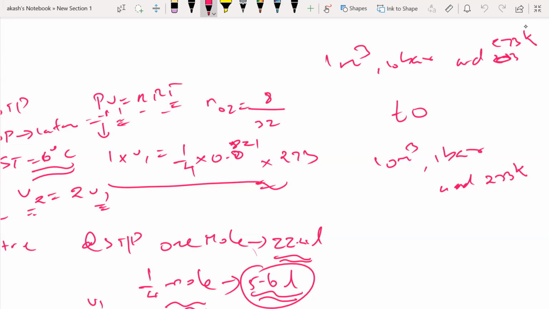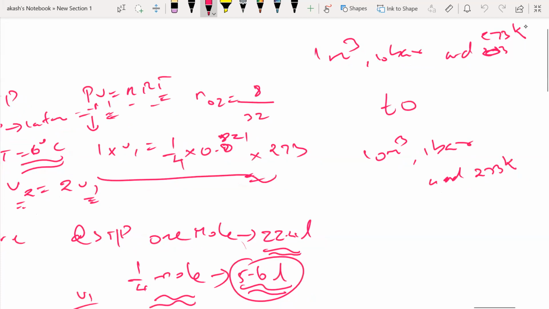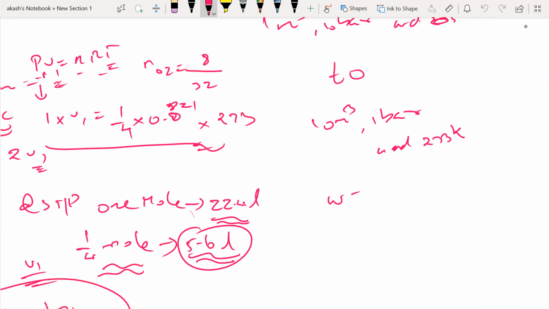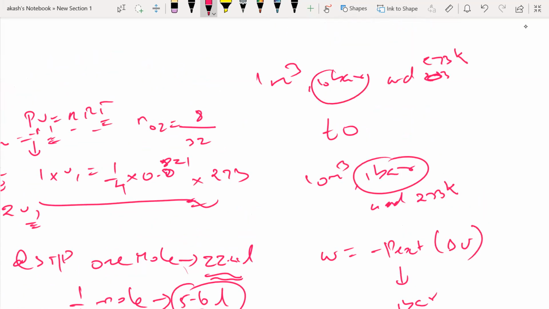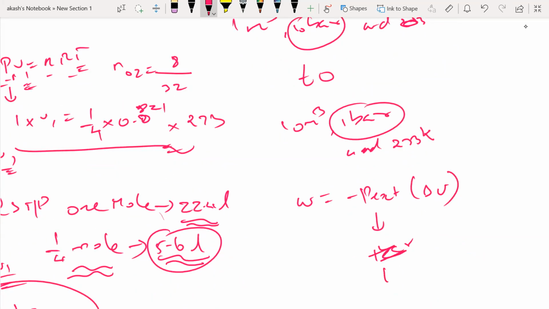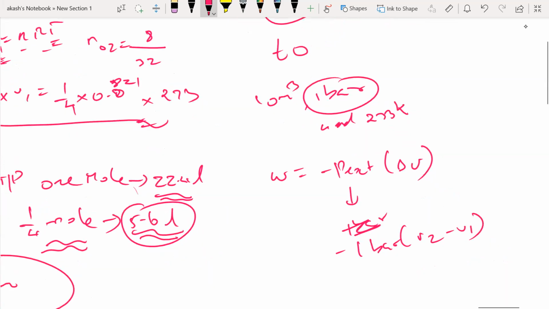Sir, is it 9 into 10 power 5? Okay, we'll check. So the direct formula is W equals minus P external into delta V. The external pressure is 1 bar, people. They have taken constant external pressure. You should use that pressure only, not 10 bar. We have to use the external pressure into the change in volume. So it is going to be V2 minus V1. Minus of 1 bar into V2 minus V1.